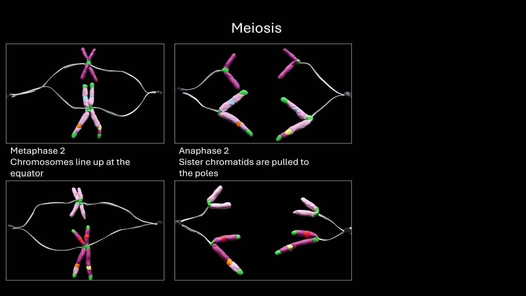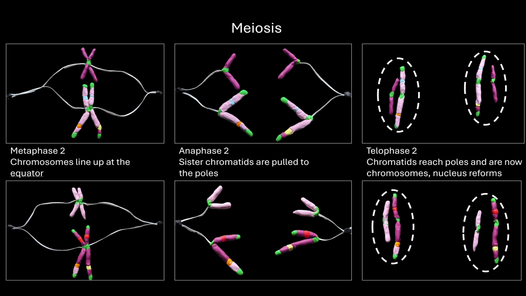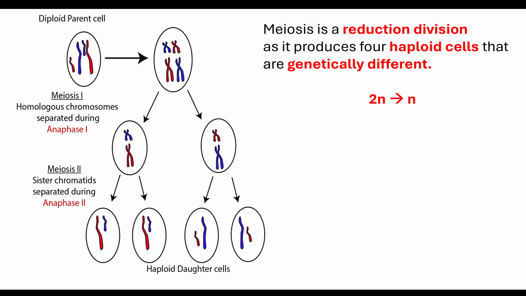So once they have been pulled to the poles, then we get to our telophase 2, and our chromatids have reached the poles. They're now chromosomes. Our nucleus has reformed, our nucleolus has reformed, and cytokinesis can occur. So remember, our PMAT1, PMAT2 occurs. The key difference is whether it's the homologous chromosomes that are being lined up and then separated during the PMAT1, and during the PMAT2, it is the chromosomes and therefore the sister chromatids that are pulled apart.